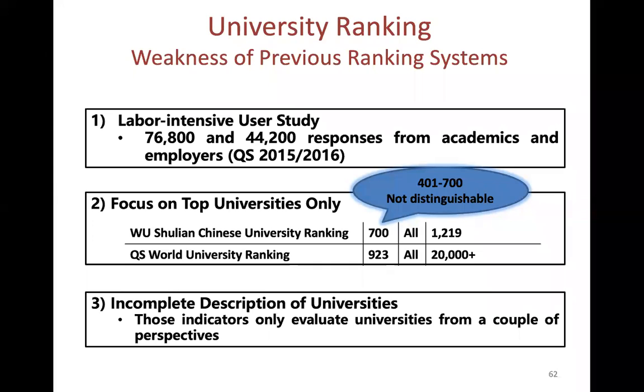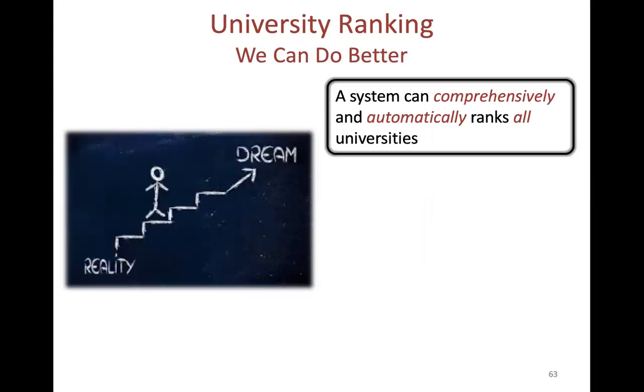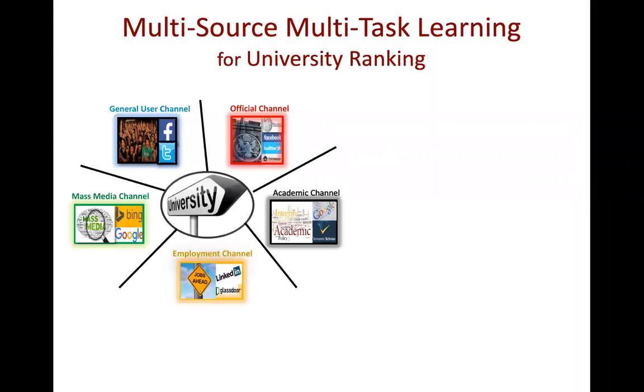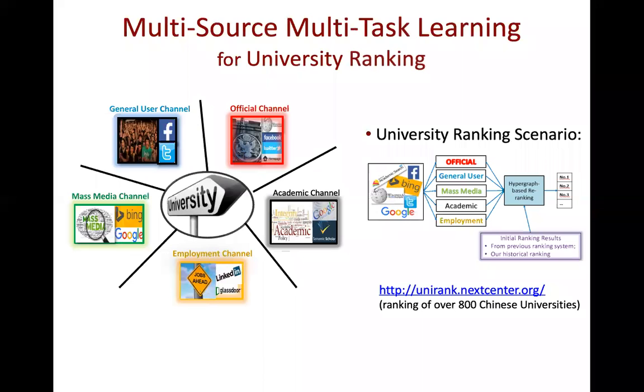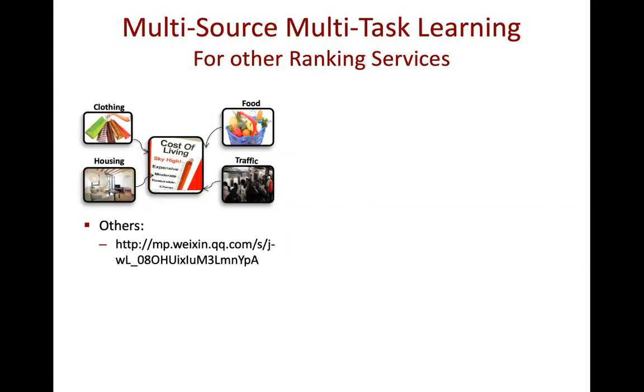Therefore, we want a better ranking to see the actual ranking of universities on a global level holistically, not based on some biased assumptions. We can do better, and we want to comprehensively and automatically rank the universities. So we can propose a multi-source, multitask learning model to rank universities more efficiently, and we can use many different data sources to do this. Multitask, multi-source learning has been used for many applications, especially recommendation performance. You can find this application in a link.